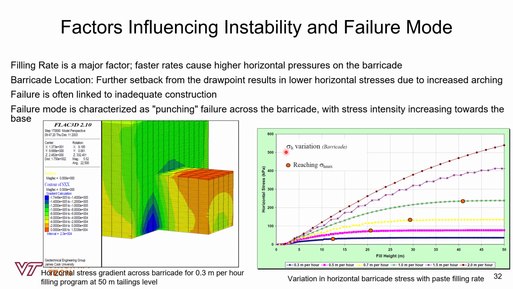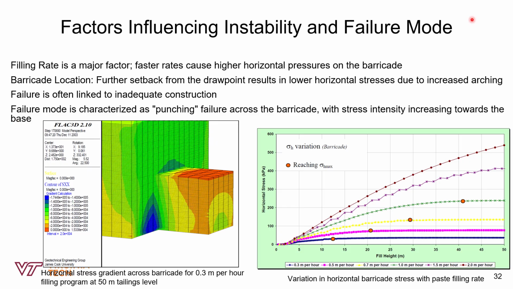Let's compare that to the bottom blue line. This is a very slow rate at 0.3 meters per hour, and the pressure stays extremely low, barely touching 50 kPa.